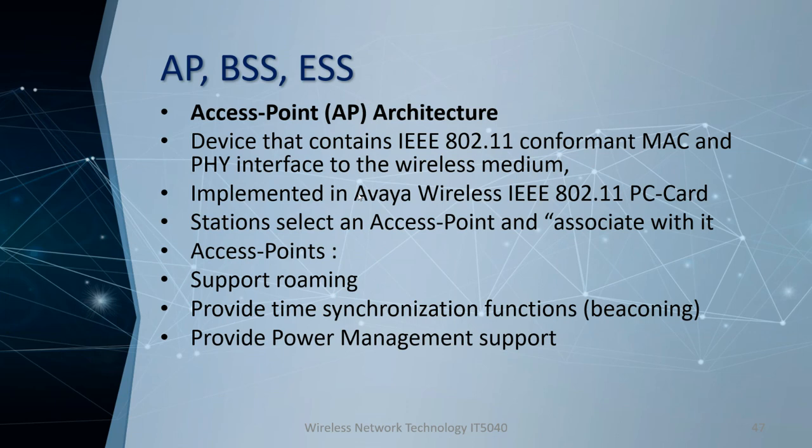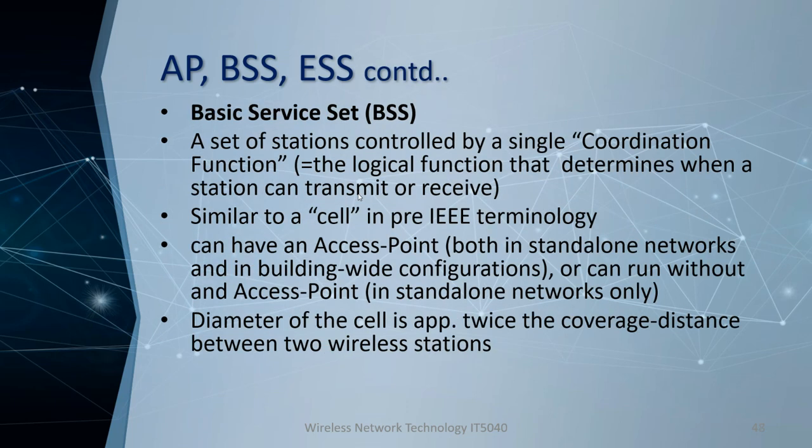And I'm going to talk about some architectures including AP, BSS, and ESS. AP means access point. It is a device that contains an IEEE 802.11 conformant MAC and PHY interface to the wireless medium and provides access to a distribution system for associated stations. Most often they are infrastructure products that connect to wired backbones. And basic service set, also known as BSS, is a set of stations controlled by a single coordination function. A BSS can have an access point or can run without an access point.